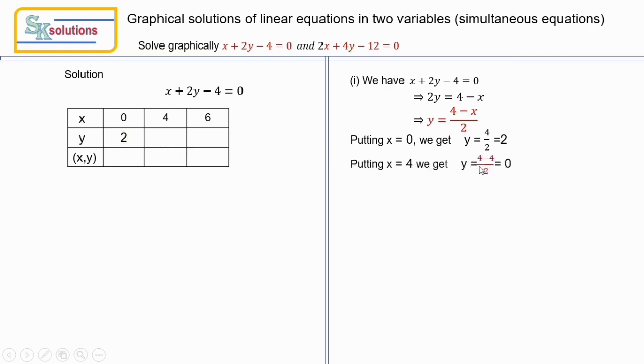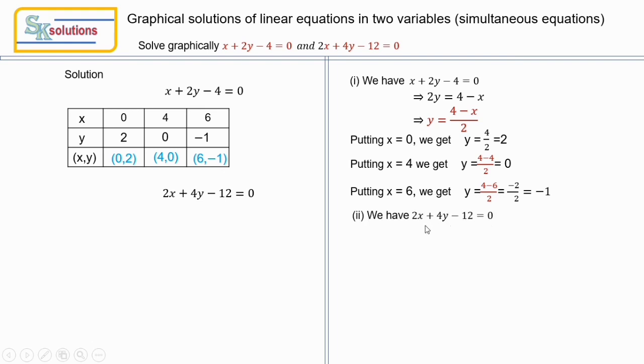And by putting x equal to 4, we get y equal to 0. And by putting x equal to 6, we get y equal to minus 1. So the coordinates are (0, 2), (4, 0), (6, minus 1). So the second equation is 2x plus 4y minus 12 equal to 0. Again, we will rewrite that equation.